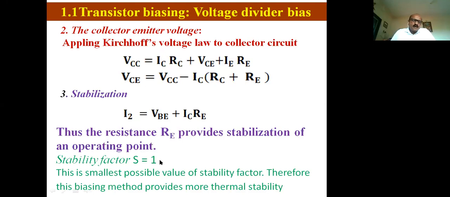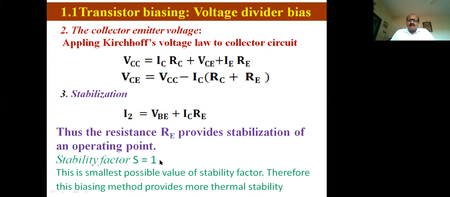Therefore, here we have to say that the stability factor of this voltage divider bias method is equal to 1. Actually, the ideal value of the stability factor is 0. As 0 value, we can say that it is a very excellent circuit. But we do not obtain a stability factor of 0 for the voltage divider bias method.